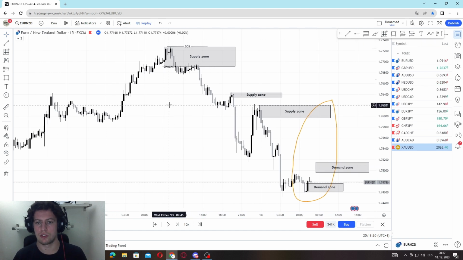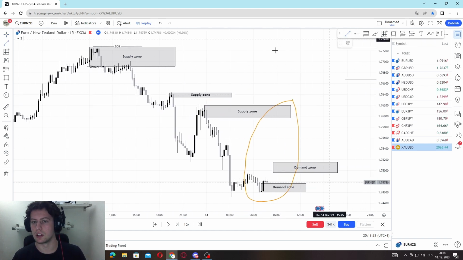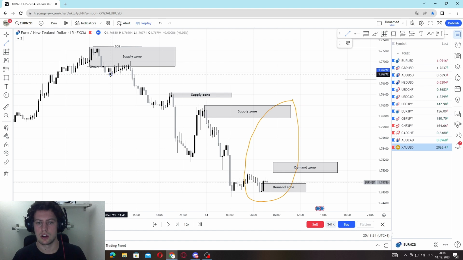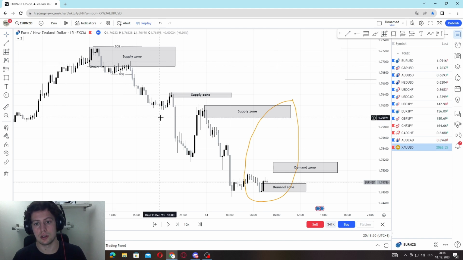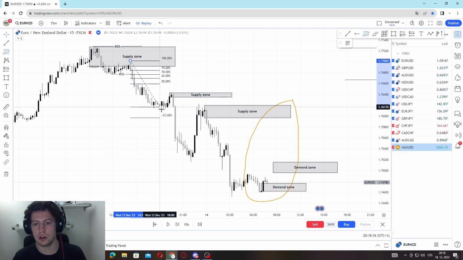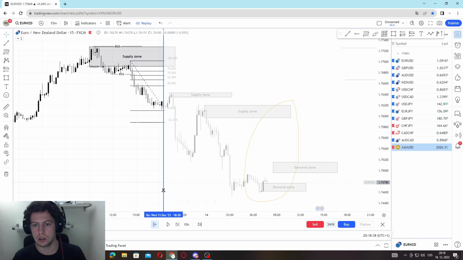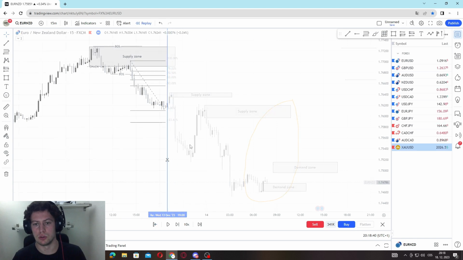Okay, so change of character. Another thing, break of structure. You just mark it up. Break of structure, here it goes down. It has to make some pullback. You have your Fibonacci tool. You go from here, and down, because you don't know.